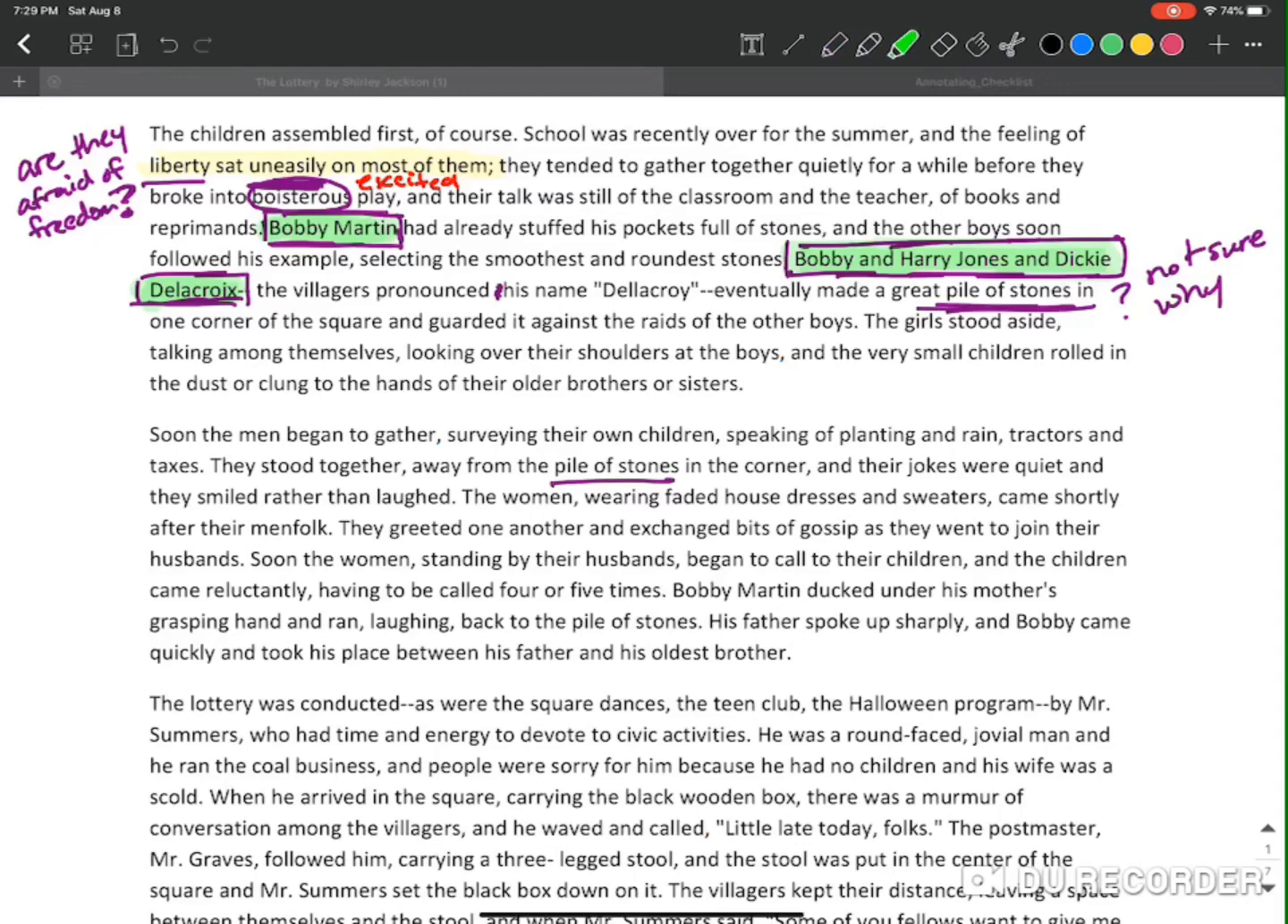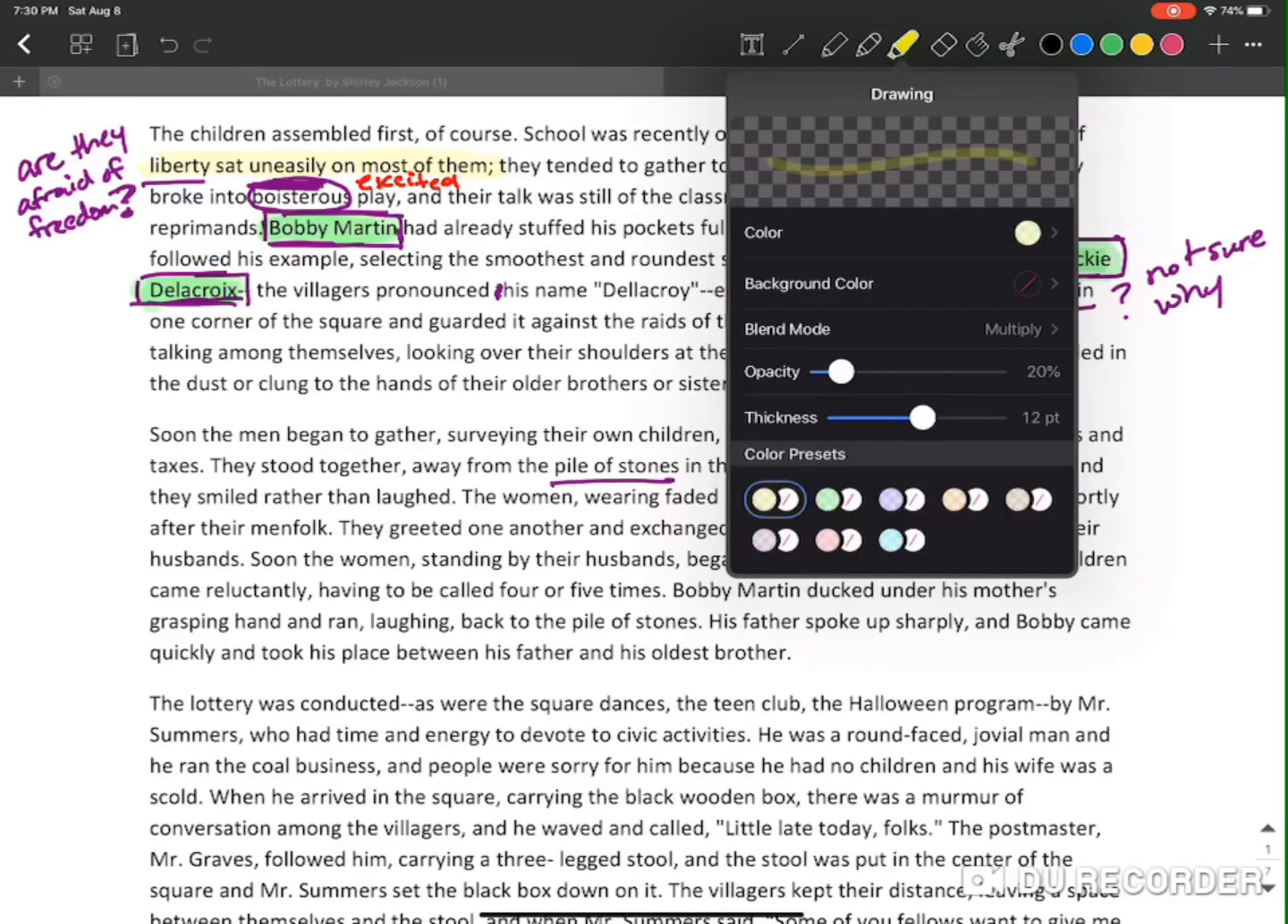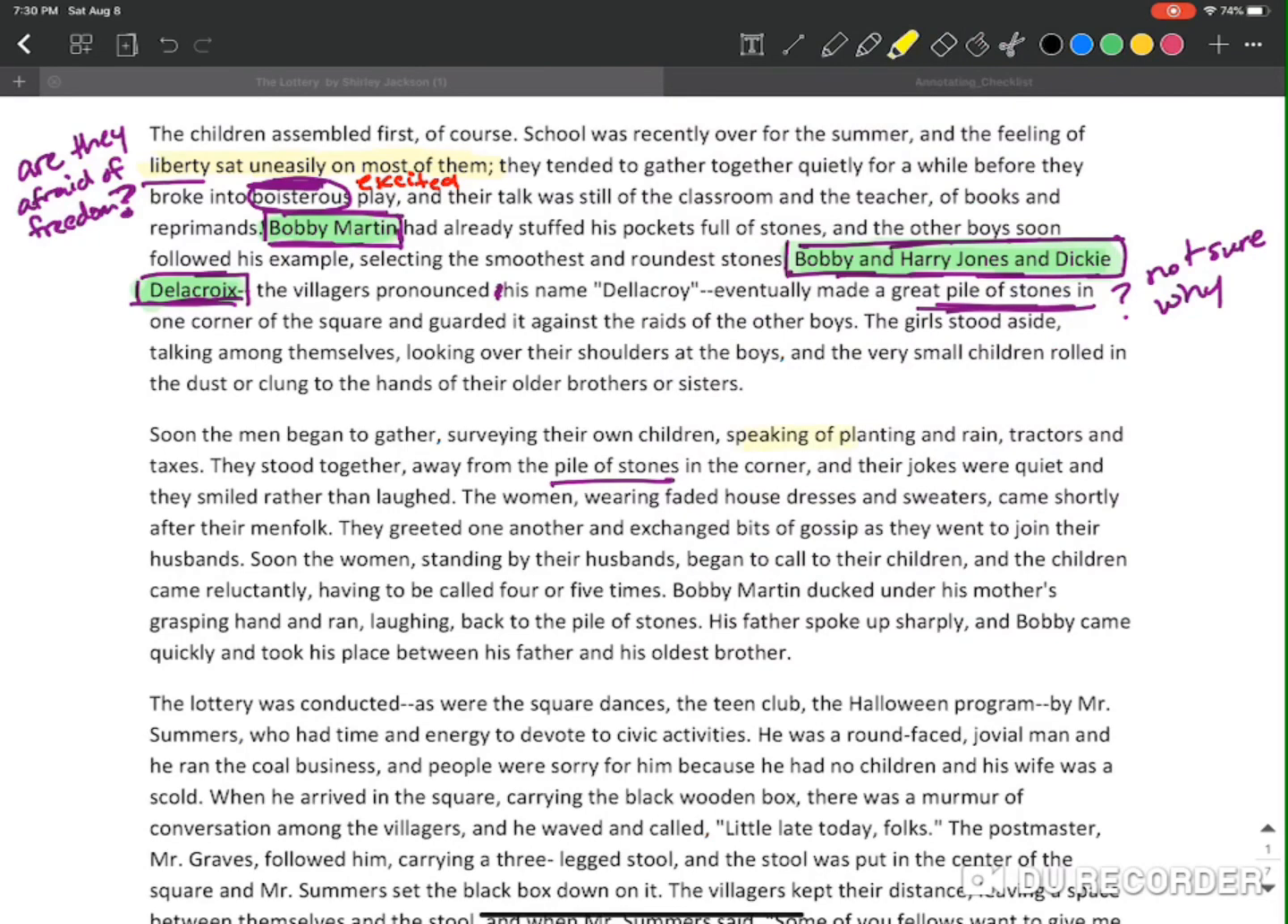I would say they're very focused on work, right? Because all this is work related. They're not talking about, oh, did you see last night's baseball game or anything like that.